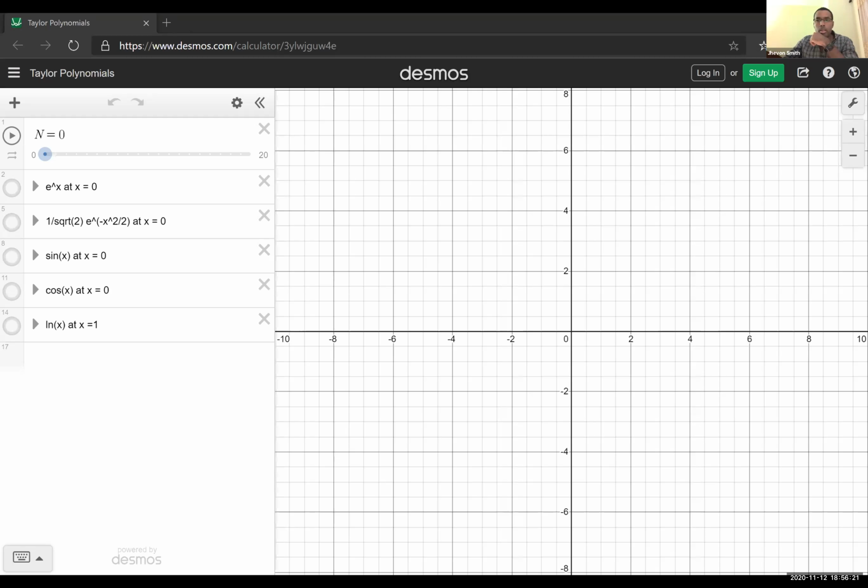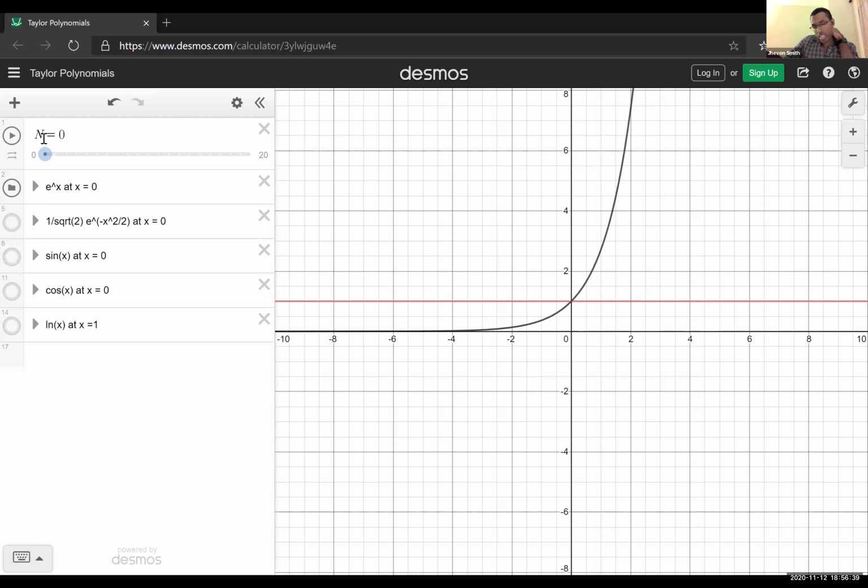Okay, so I clicked on the first link, Desmos.com, and it brings us here. Hopefully you guys can actually see this on your screens. So here is the graph of y equals e to the x. Here's n. It tells you how many terms of the Taylor series I'm getting.